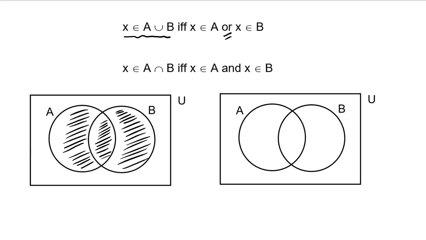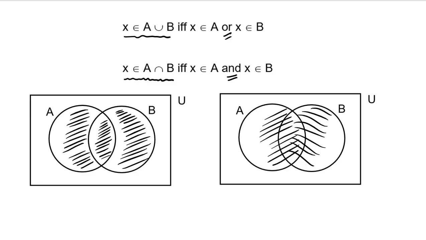The set intersection, which is represented by this upside down U, is defined in terms of AND. So X is an element of A intersect B if and only if X is in A and X is in B. And recall that an AND statement is only true if both are true. So if X is an element of A, which would be represented like this, X is an element of B would be represented like that.